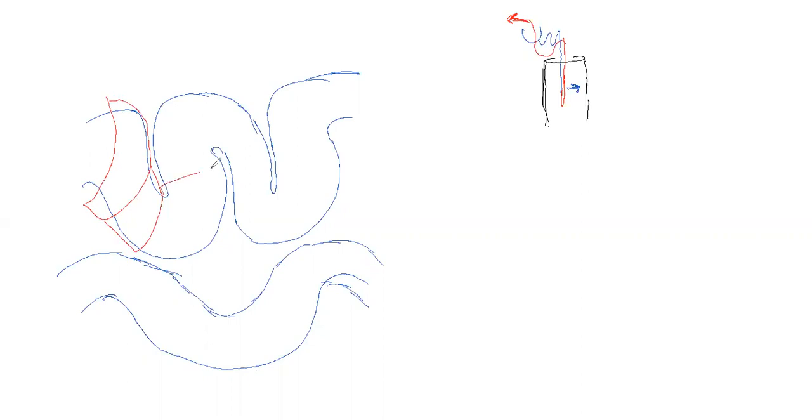This network is known as peritubular network. It's a network of finer capillaries. It is called the peritubular network because this is around the tubules.